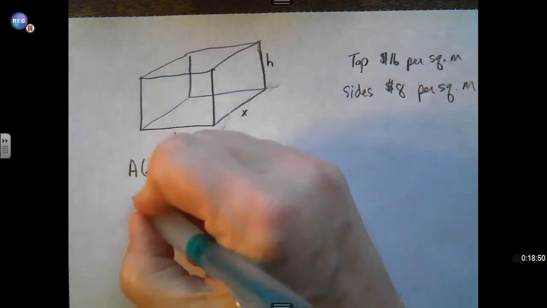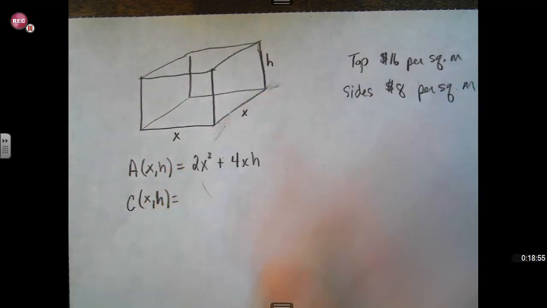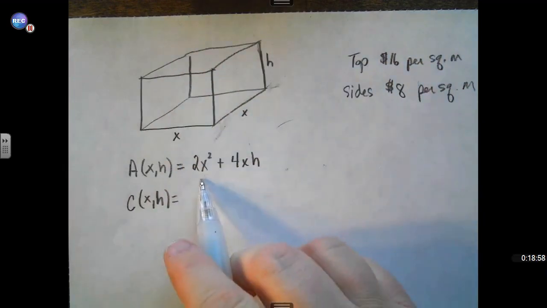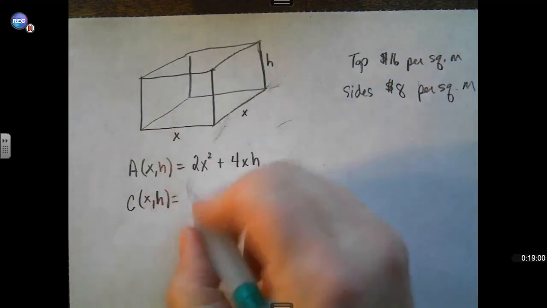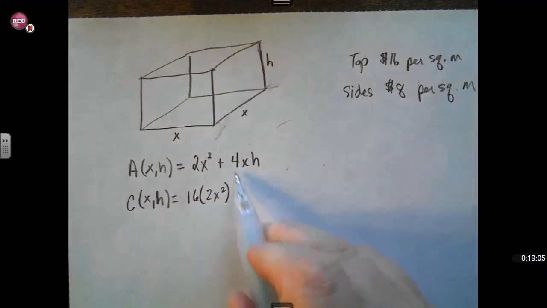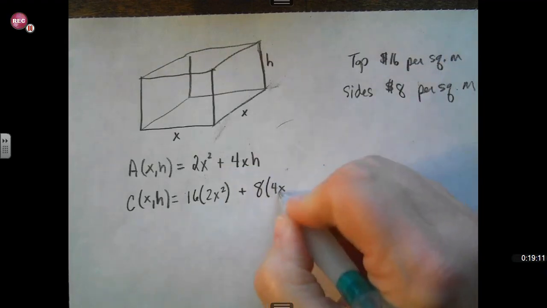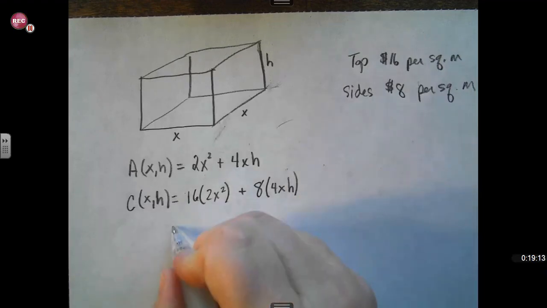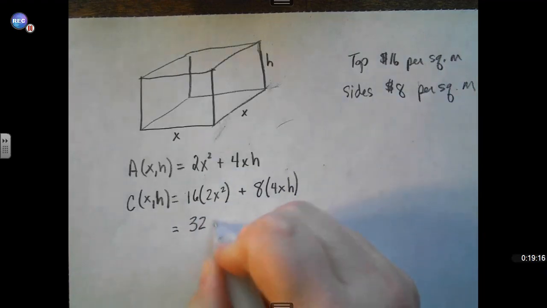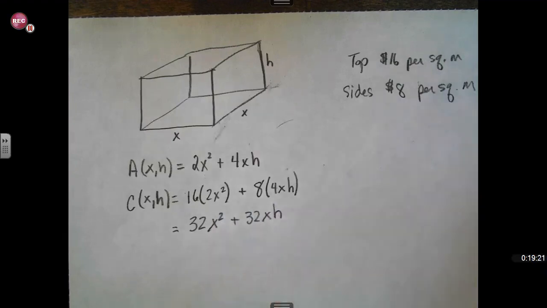And then to get the cost equation in terms of x and h, this represents the area, how many square meters the top and the bottom are. So that costs $16. And then this represents the area of the sides, and those cost $8 to make. Then we simplify that, and we get 32x squared plus 32xh. And so there's your cost equation.